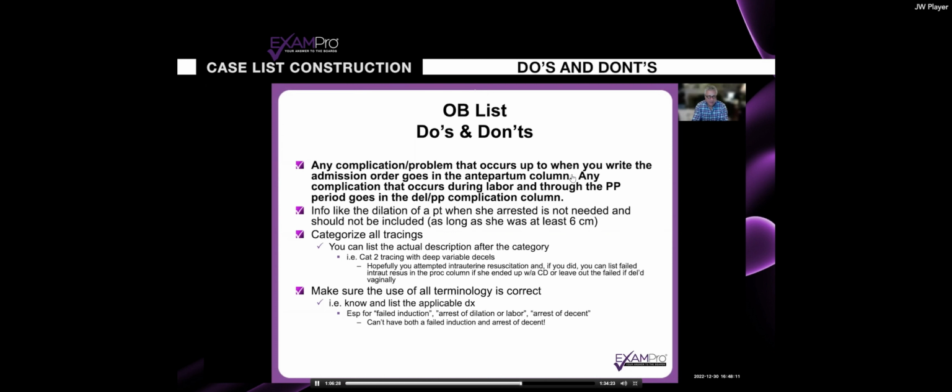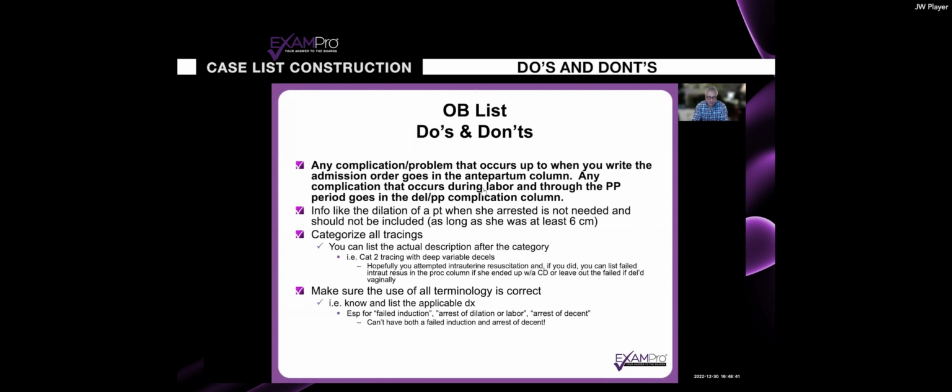For your abnormal tracings, you need to categorize the tracings. Some people are uncomfortable with just putting category 2 tracing. They want to define it more, so they might put category 2 tracing with deep variables. That's fine as long as you list the category 2 tracing. We shouldn't see non-reassuring fetal heart tracing by itself without a category assigned to it. Terminal bradycardia, again, fine, but categorize the tracing.